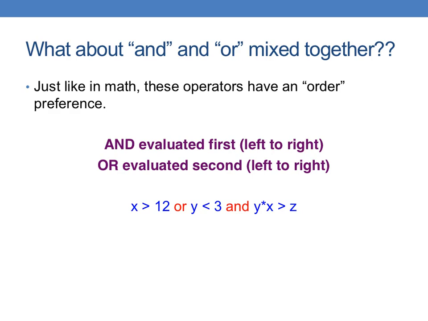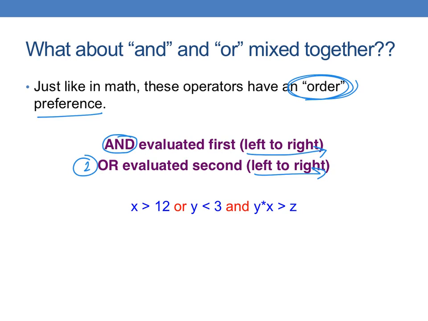So since ands and ors work differently, we have to go back to our math skills, which go back to the order of operations. And there's actually an order preference when it comes to ands and ors. So if you have ands and ors mixed together in the same statement, what you're going to do is you're going to evaluate all of the ands first. And just like multiplication, division, you're going to evaluate your ands from left to right. And then after you evaluated all of the ands, you're going to evaluate the ors second, again from left to right.